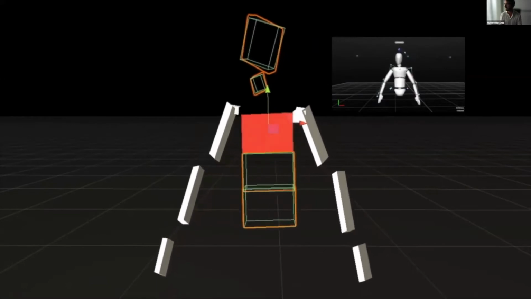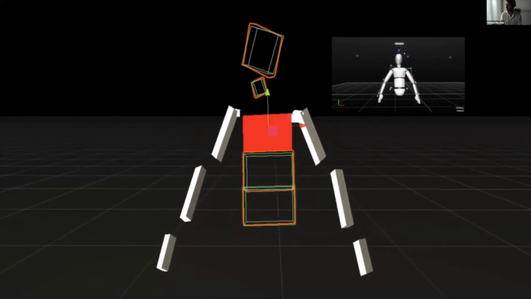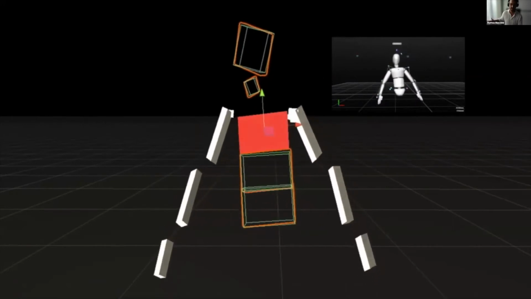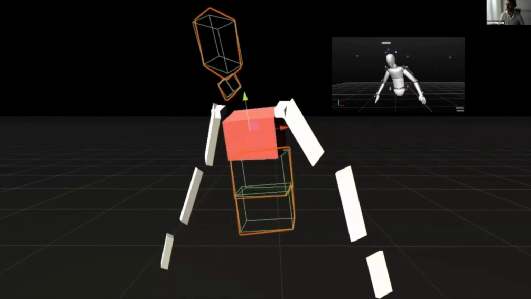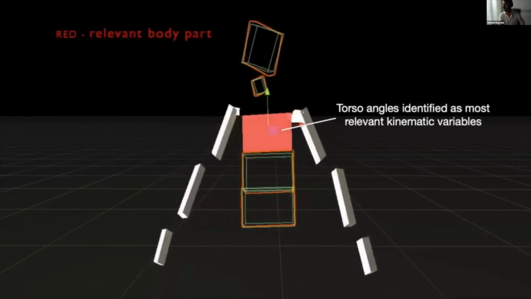So you see that in this case, automatically, our algorithm can identify the torso as the most important body segment, even though the rest of the body, as in a kinematic chain, is moving as well. Now, our algorithm is capable of recognizing the torso as the most important motion feature.